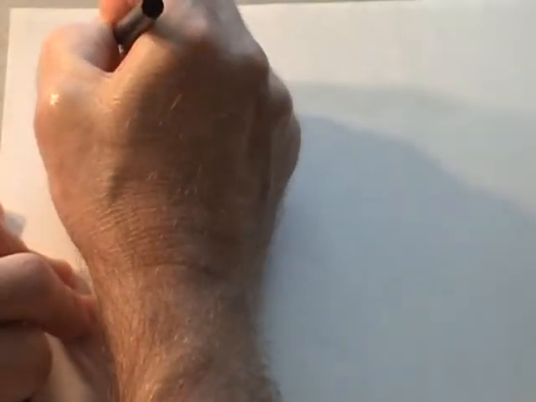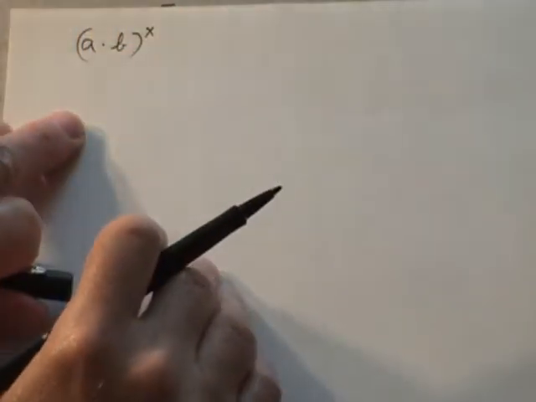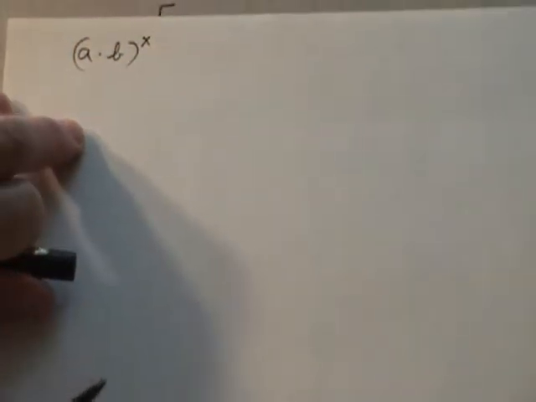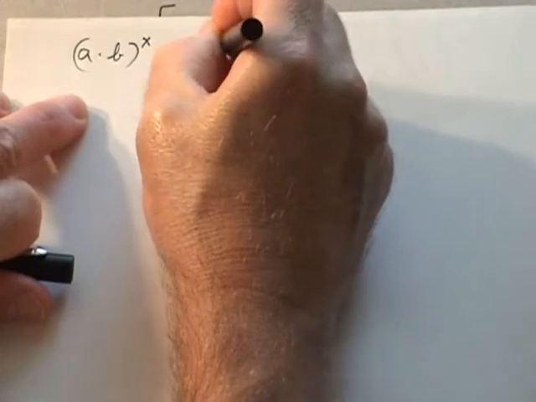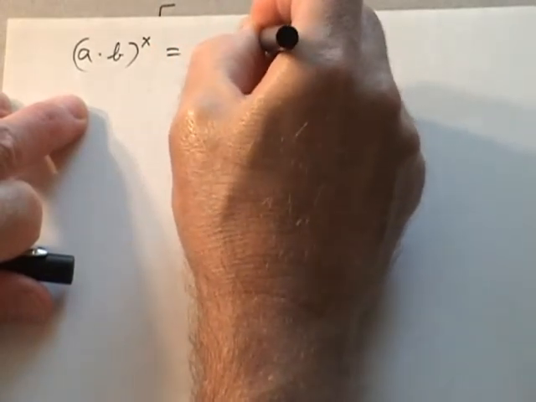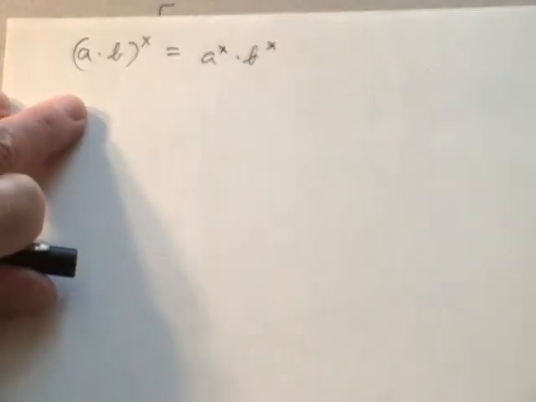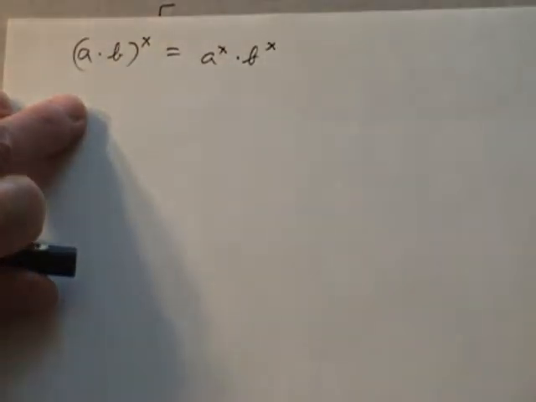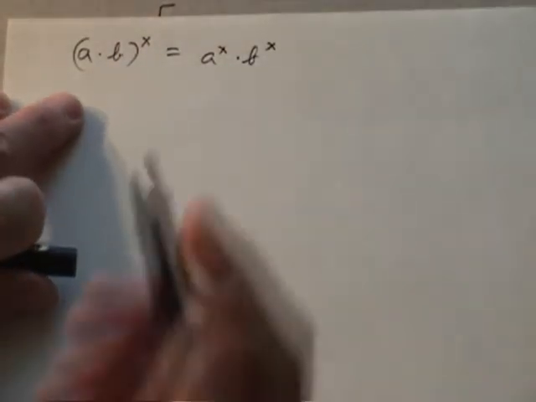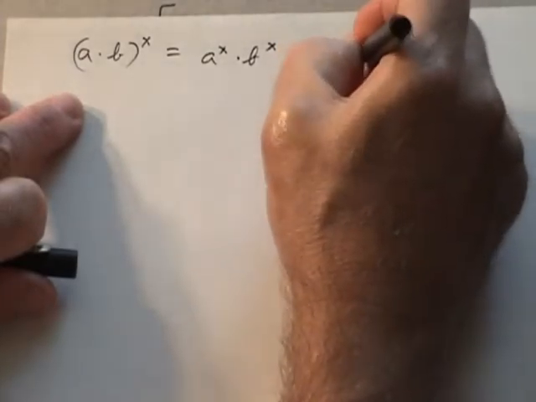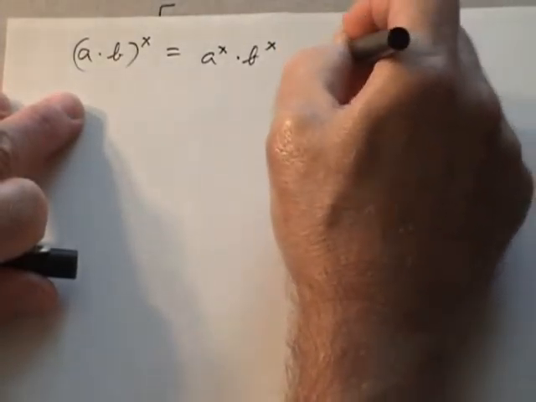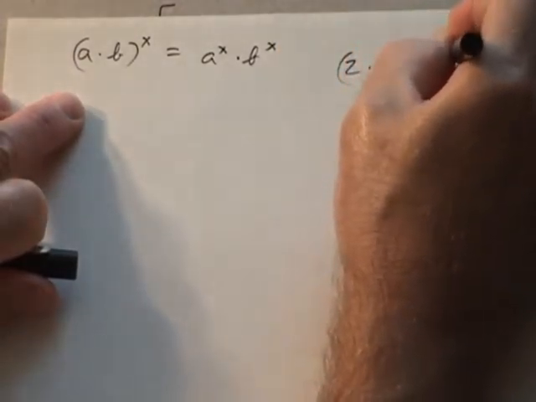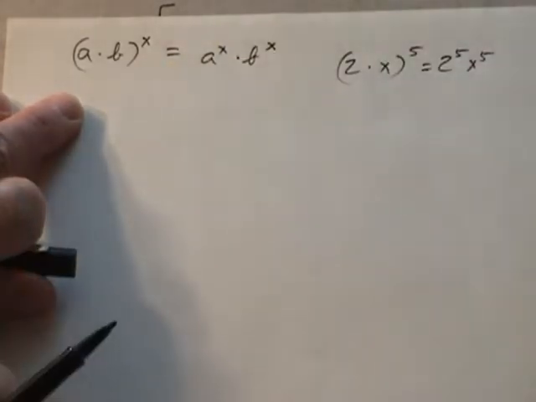So one of them is this one that says that if you take two numbers and multiply them together and raise that to a power, then you can rewrite that expression as the first number to the power multiplied by the second number to that power. And most people would probably get that right in particular examples, like 2 times x to the fifth is 2 to the fifth, x to the fifth. That's all safe and sane.